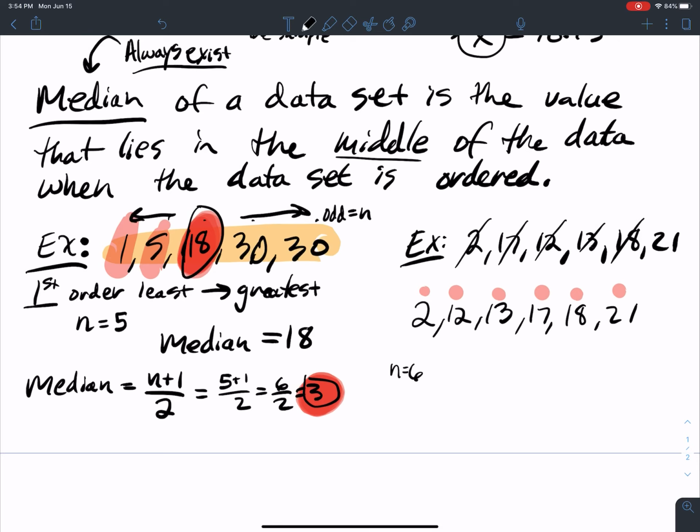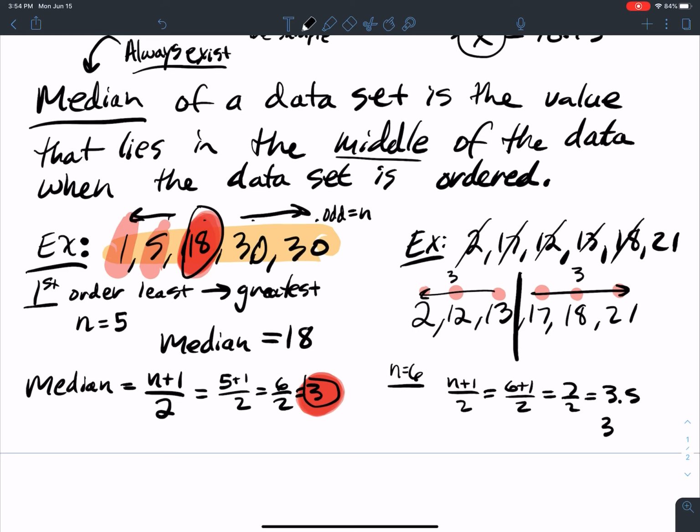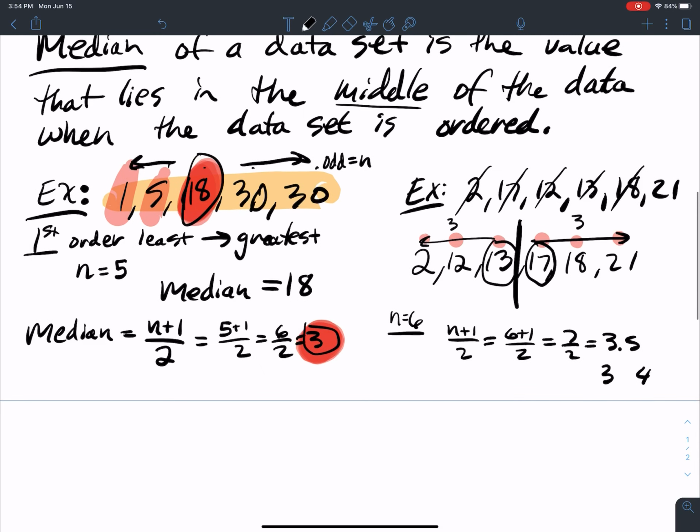So I've got a problem here. Okay, it seems like it would be somewhere between those two because look, there's 3 here and there's 3 over there, right? So if I plug this into my formula, n plus 1 over 2 gives me 6 plus 1 over 2, which is 7 over 2, which is 3.5. Well, 3.5 isn't a position, but what is it? It's halfway between position 3 and position 4. Halfway in between those two. So what do I do? I take 13 and 17 and I average them.